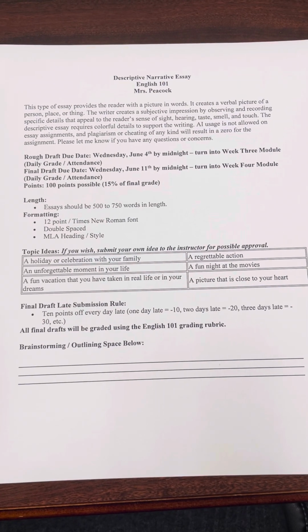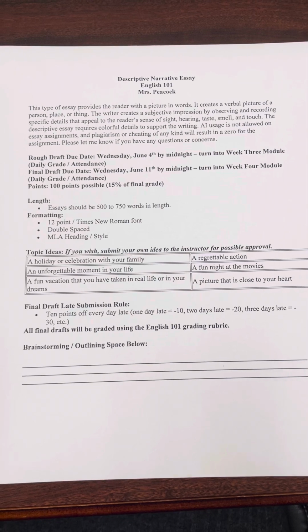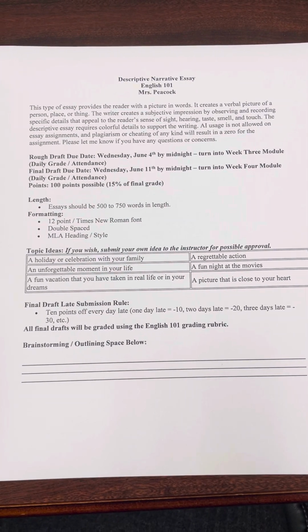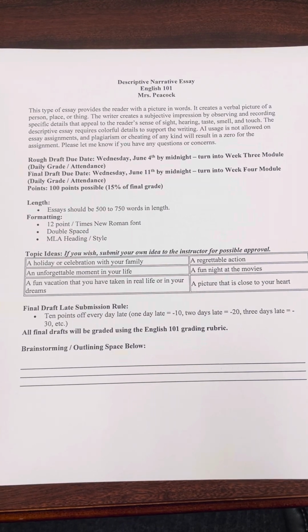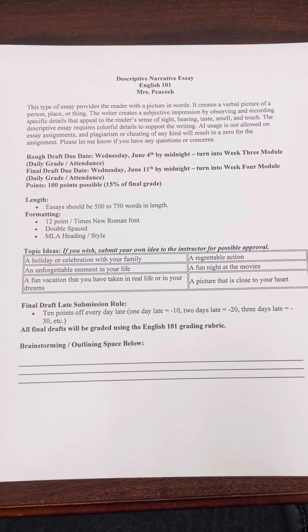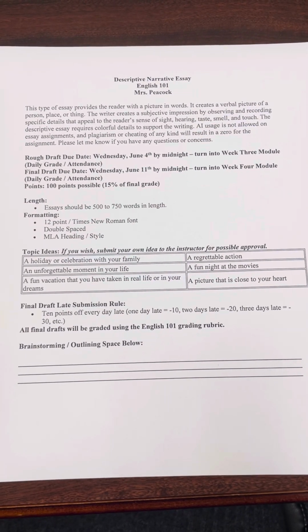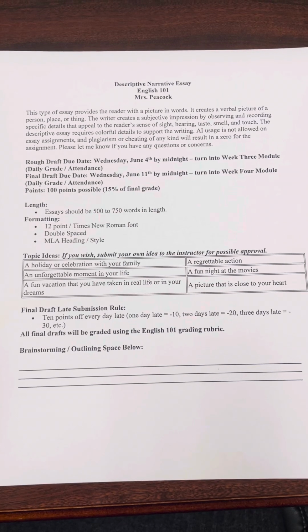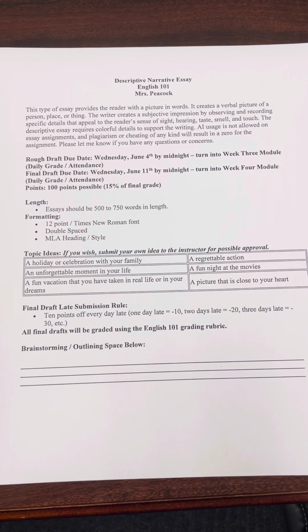The writer creates a subjective impression by observing and recording specific details that appeal to the reader's sense of sight, hearing, taste, smell, and touch. The descriptive essay requires colorful details to support the writing. So for instance, instead of telling me the beach is pretty, you could describe the sensation of the sand on your feet, the seagulls above you, and how the waves felt crashing around you.